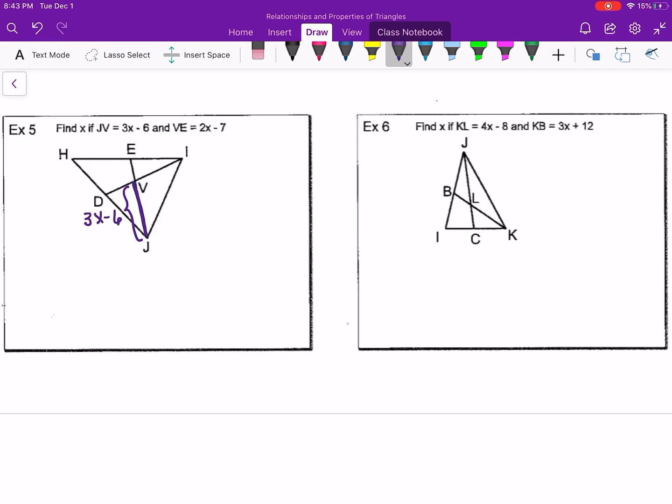We are also given the length from V to E. That's interesting. V to E is 2x minus 7. And we're supposed to find x. All right, there are going to be several ways we could probably approach this. I'm trying to think what would be the quickest way.